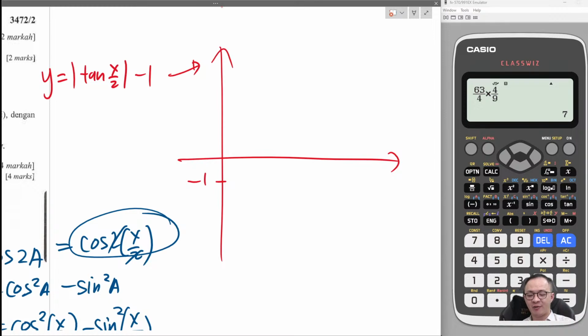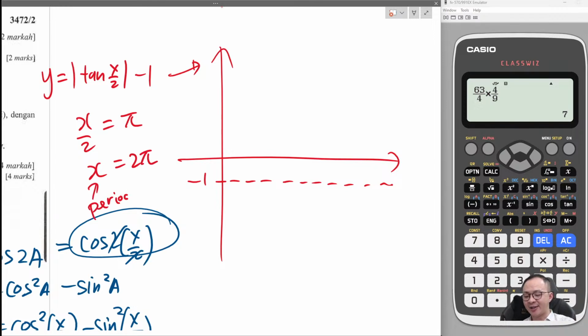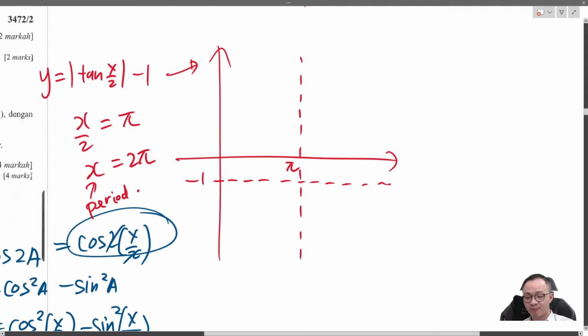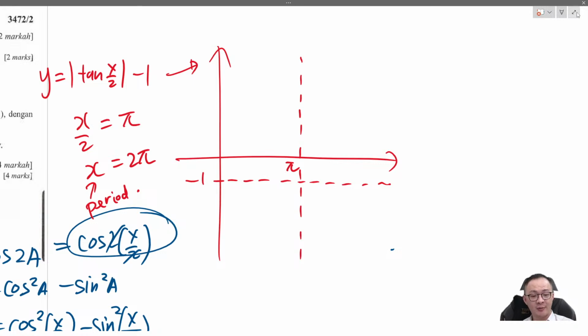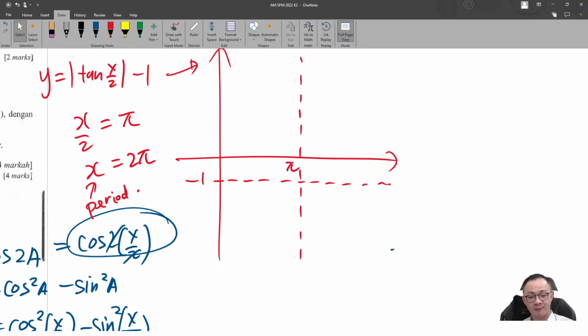So I have a -1 here because my tangent graph will be here. And for the period first, x over 2 equals to pi, so x is equal to 2 pi. That means my one cycle, x is my period, right? My one cycle will be 2 pi. Then the middle one should be pi. This one should be pi. Oops, what happened? Why suddenly become so big?